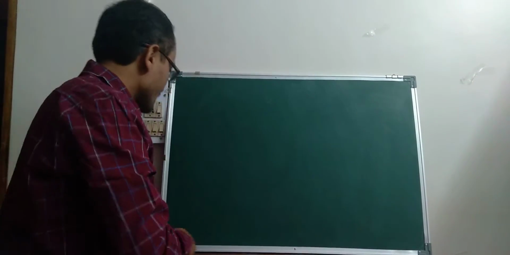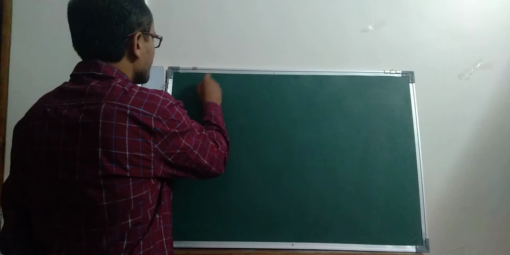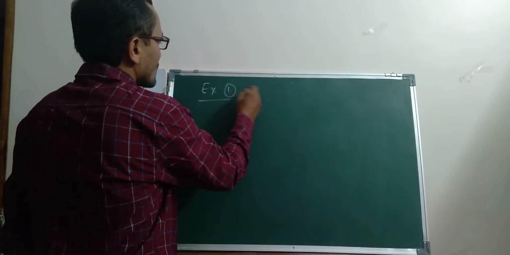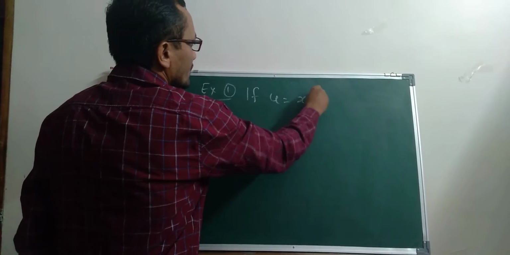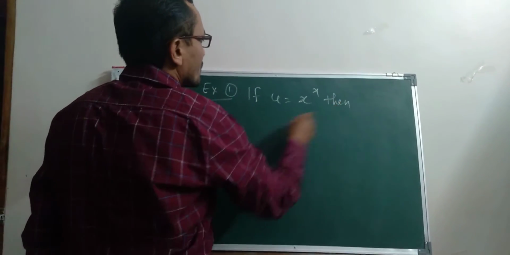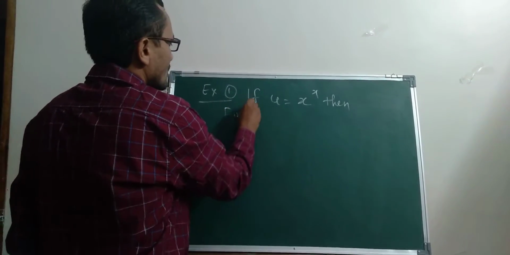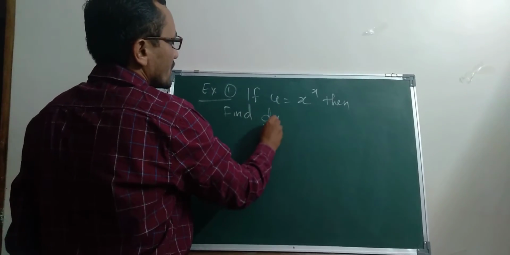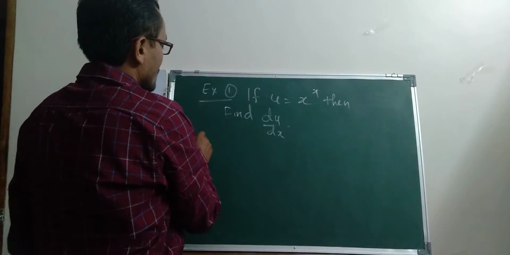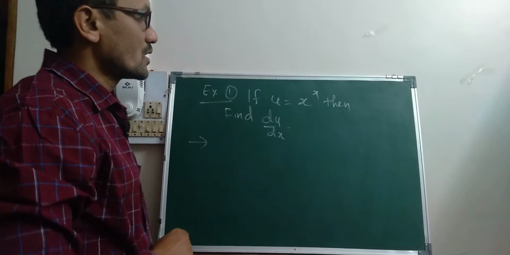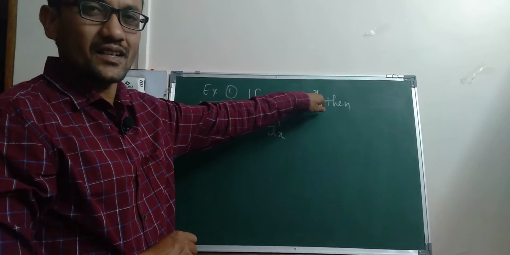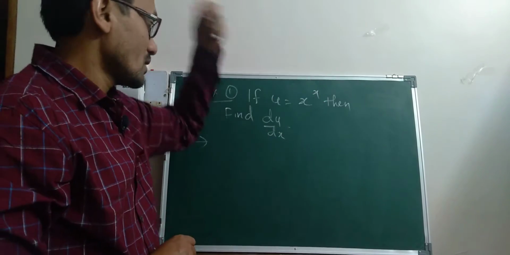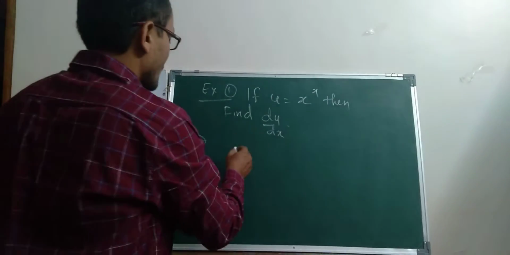So we will take just one example. Example 1: if u is equal to x raised to x, then find du by dx. How to find such derivatives? We know that x is a function of x, and the power of this x is x, again a function of x. So using this rule we will find the derivative of this one.